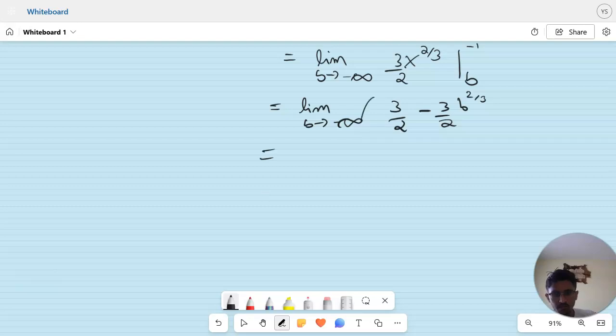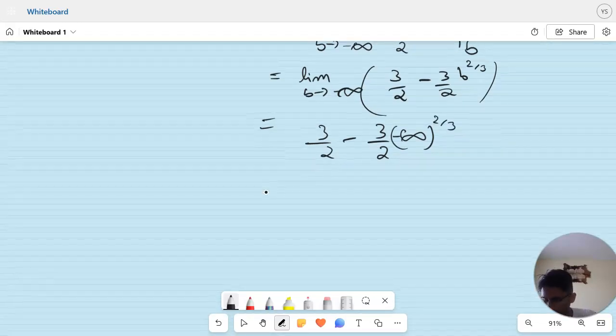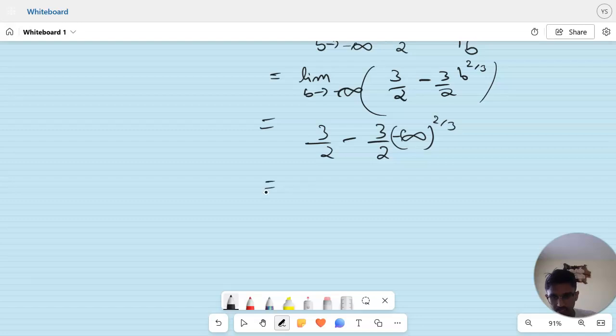Okay, now plugging in our negative infinity, right? It's going to be 3/2 minus 3/2 times negative infinity to the 2/3, right? So anything minus infinity, this is going to give us infinity, negative infinity squared, right? And then we're going to cube root it.